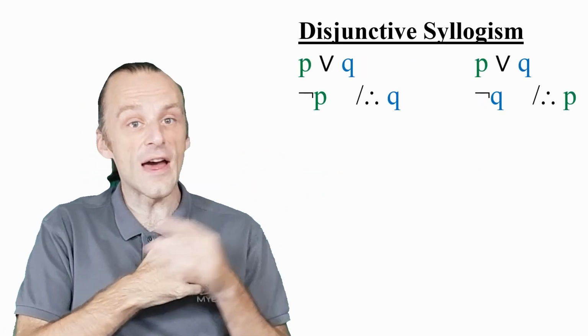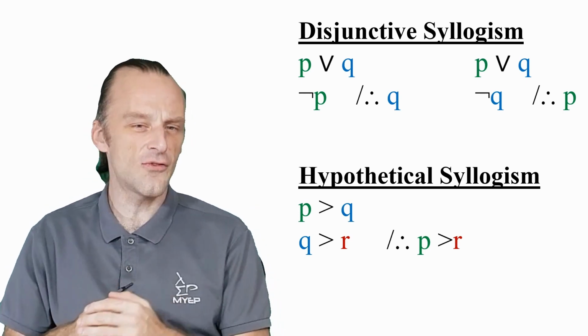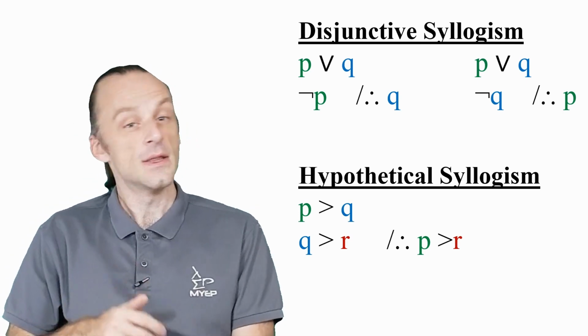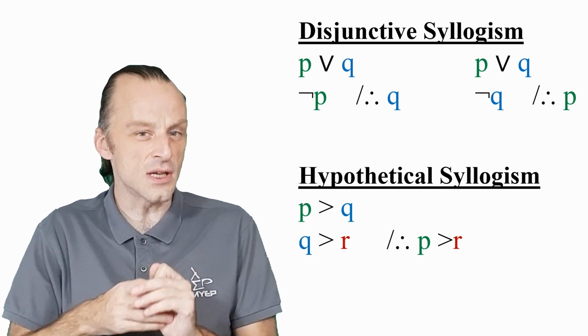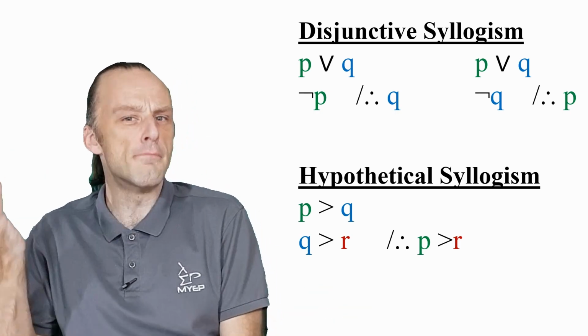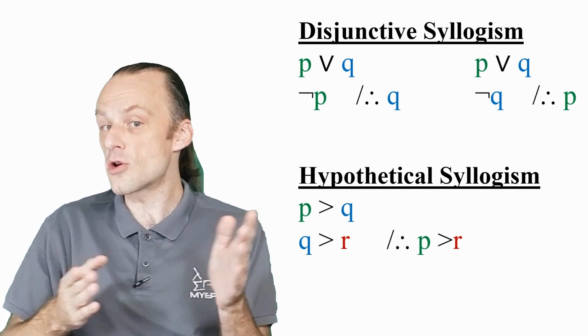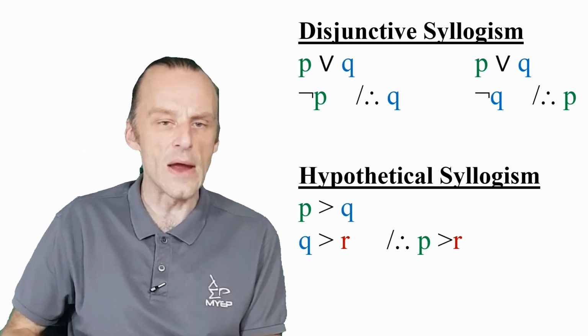Here are two more valid rules of inference. A syllogism is an ancient word for a valid form of argument from reason. The disjunctive syllogism makes it clear that if at least one of two things is true, and you show one to be false, then the other one must be true. P or Q, not P, therefore Q. Or the other way round.